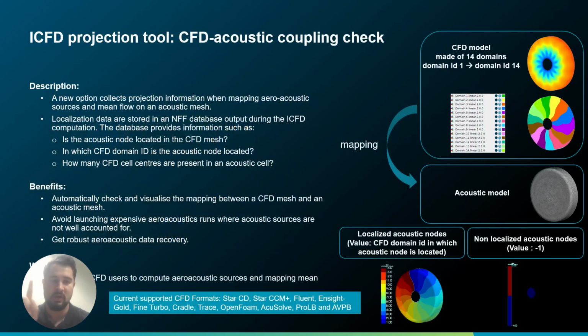Let's get right into it with our number 1 new feature in the 2024.2 release, the ICFD projection tool. What we've done in our ICFD utility analysis is include a new export localization keyword. What this one will let us do is check that the placement of our CFD cells are well put inside our acoustic mesh. ICFD is going to output an NFF map to ensure that the localization is correct, so we can visually make sure that our aeroacoustic sources are where we want them to be and avoid running costly long jobs where the sources aren't even where we expected them to be.